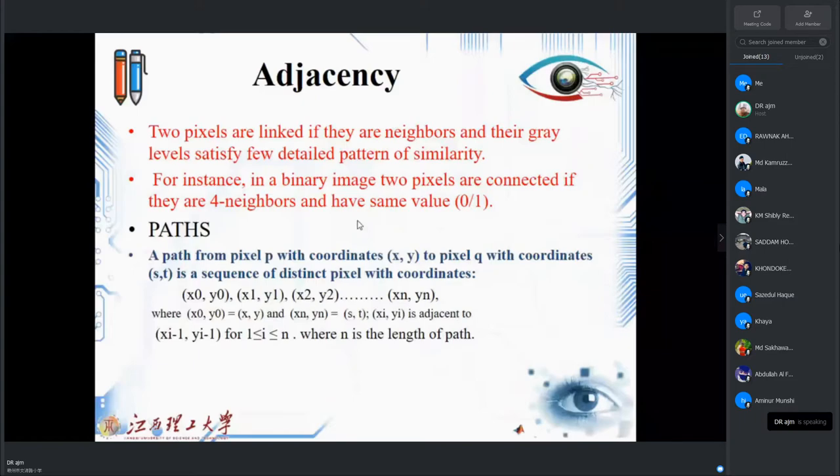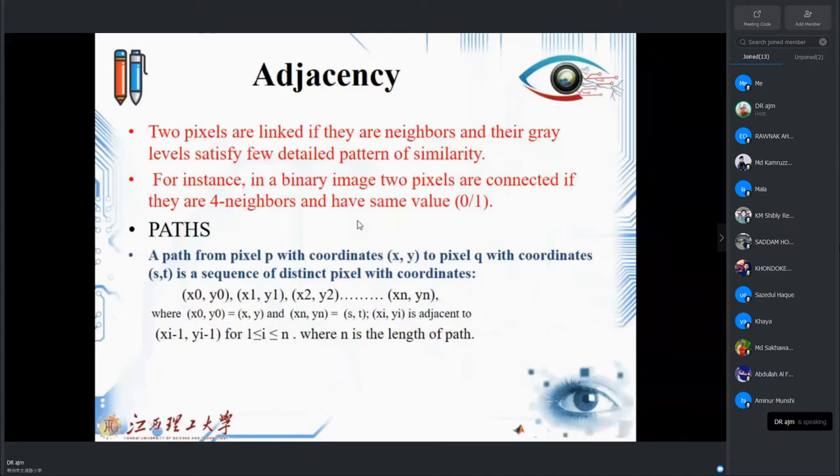If they are four neighbors and have the same value of 0, 1, we can say that we have this definition. Another thing that we should know with the help of the concept of neighbor is the path, which is a path from the pixel P with coordinates X and Y to another pixel Q with the coordinates S and T. We can know it is the sequence of distinct pixels with the coordinates.